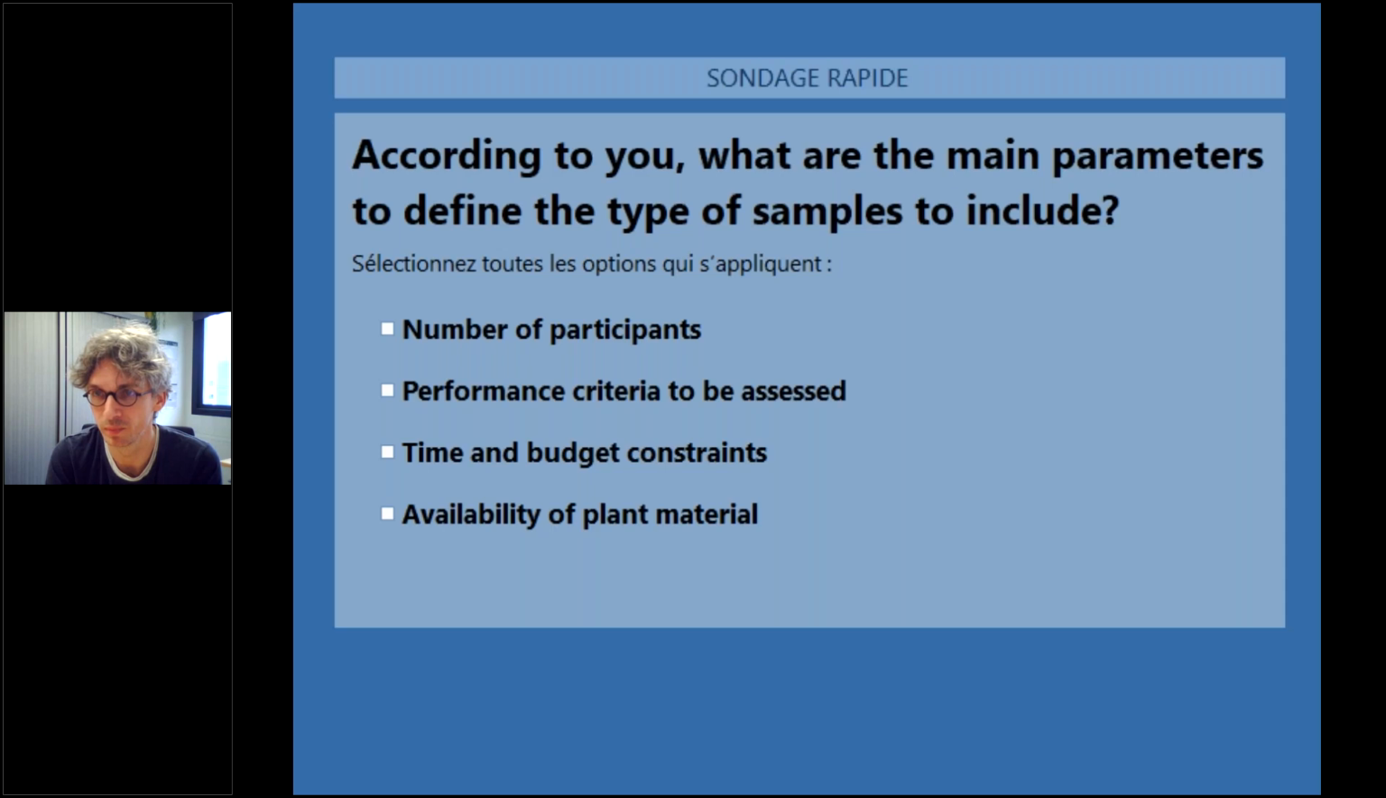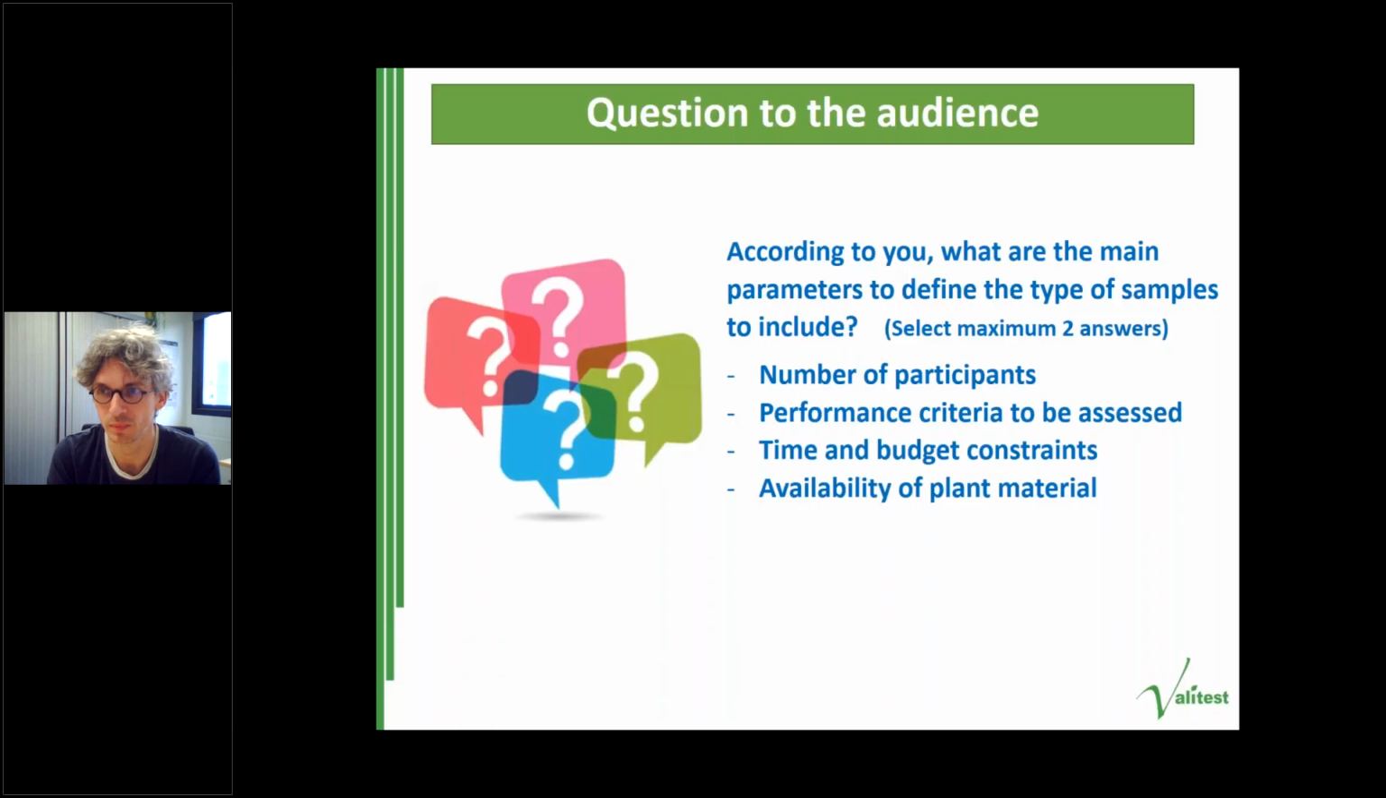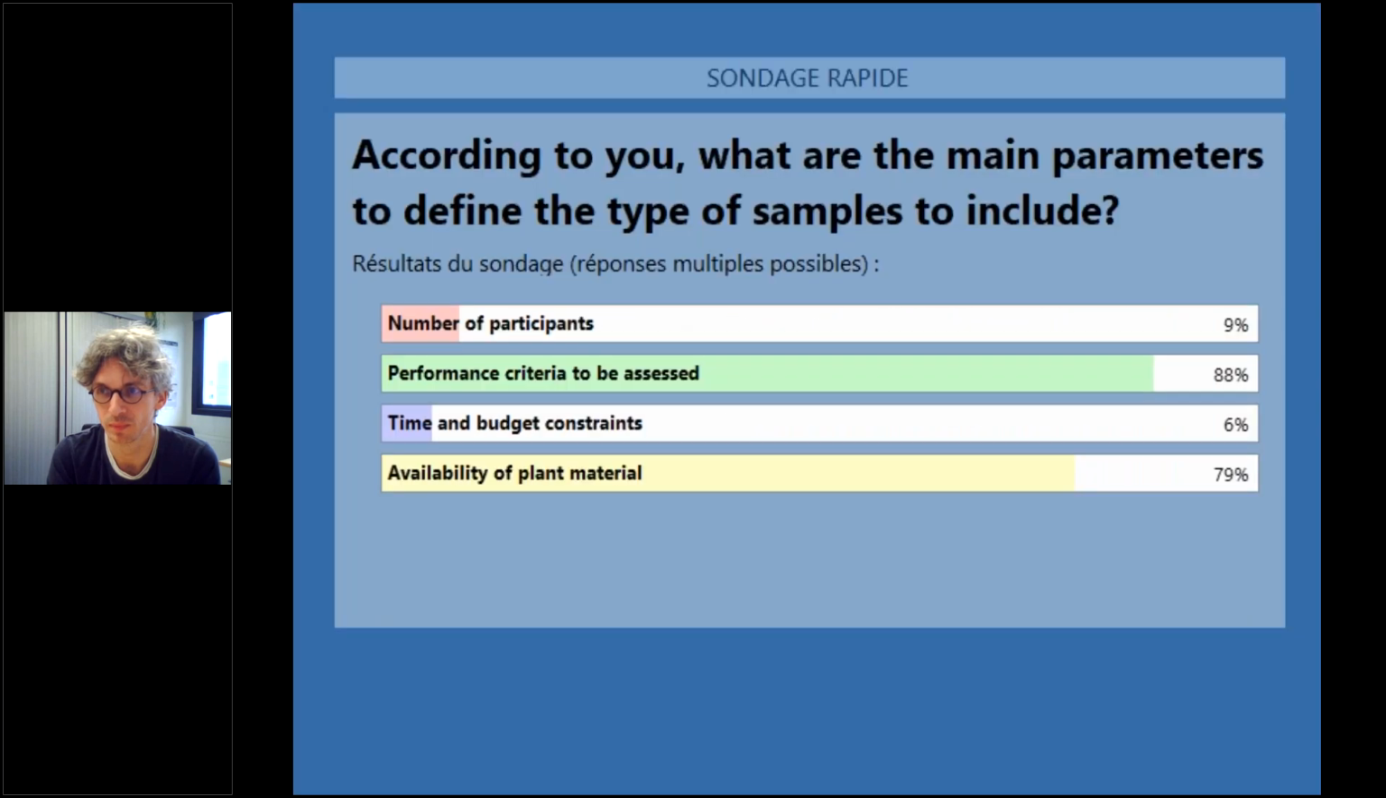So we have about 80% of the people that have answered. I will wait a few more seconds. Okay, so now it's not changing much and the results are quite clear. So I will close the poll and share the results. So most of you, so 88% of the people and 79% of the people answered performance criteria to be assessed and availability of plant material. And then 10% number of participants and 6% time and budget constraints.